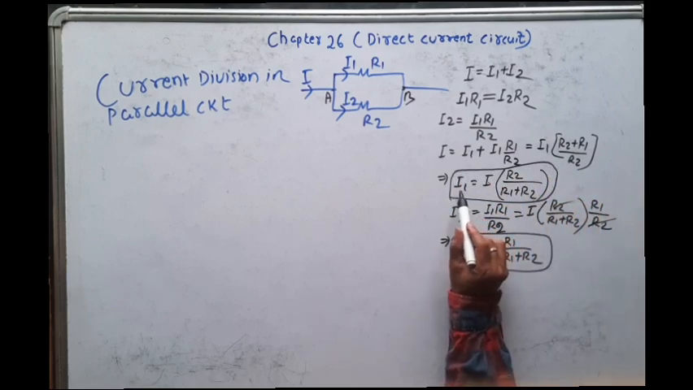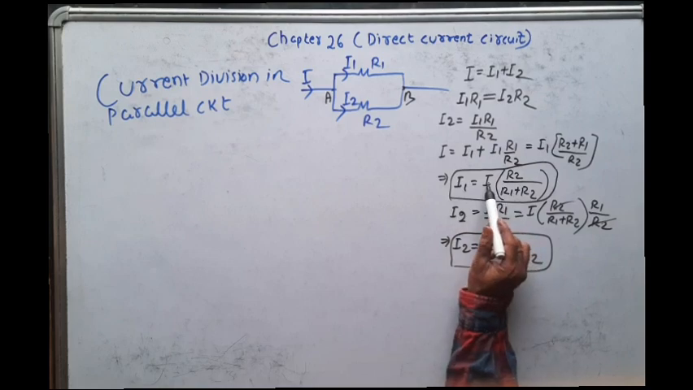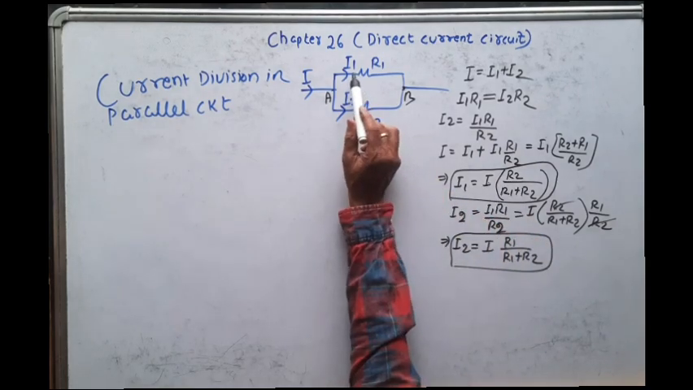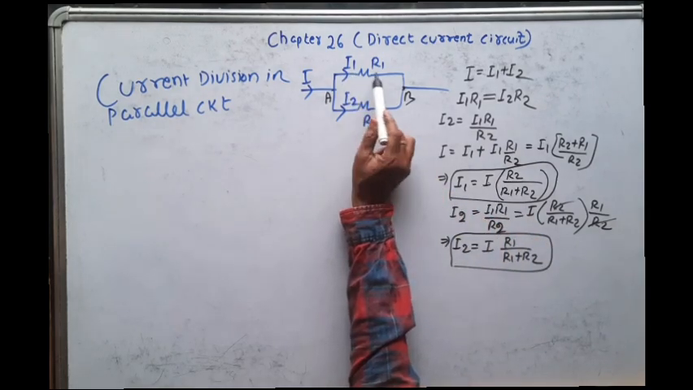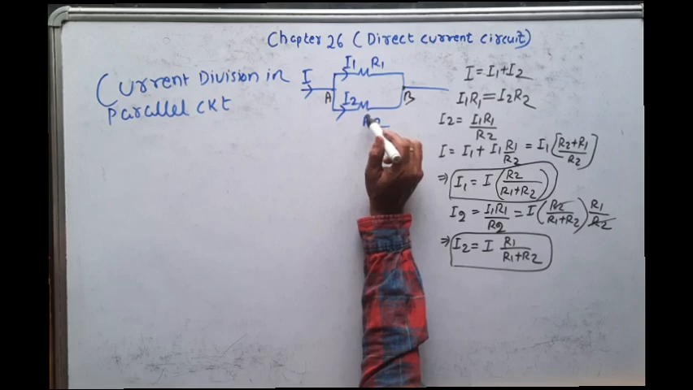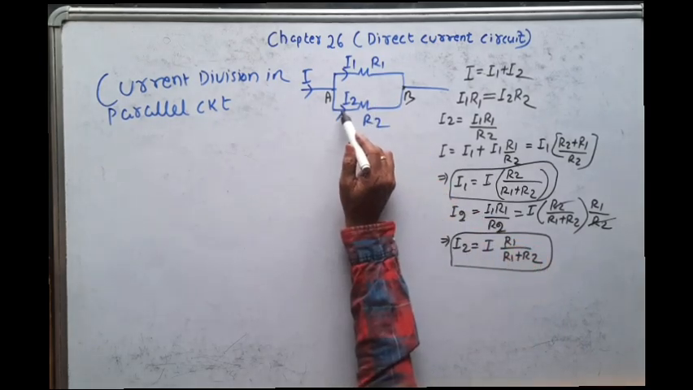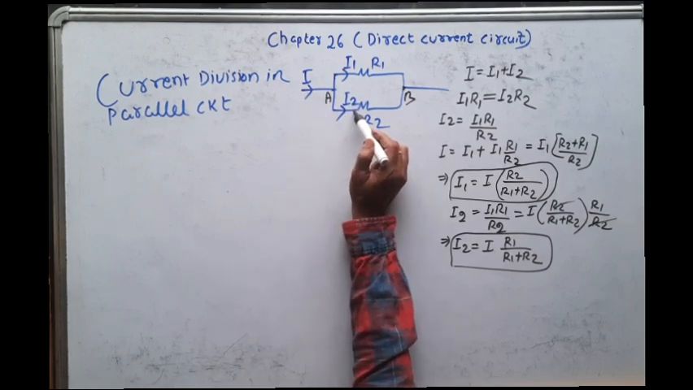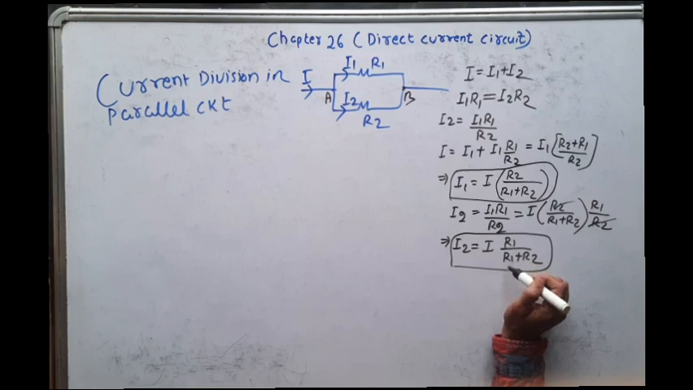You see, I1 is equal to I into R2. That means when you calculate the current in the first branch resistor, I1 is equal to the total current I into the opposite side resistance R2 divided by R1 plus R2. Similarly, the current through the second branch, I2, is equal to the total current I into the opposite side resistance R1 divided by R1 plus R2.